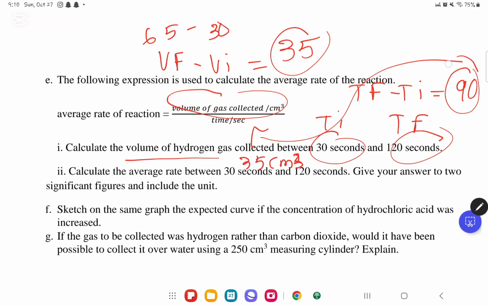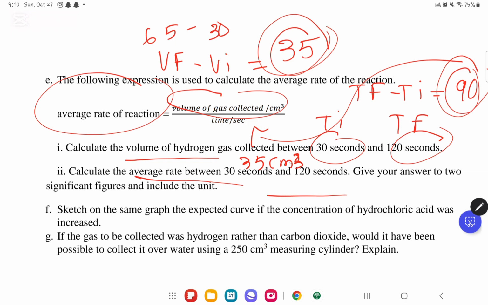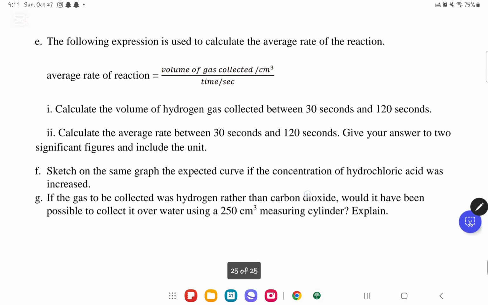Now that we have the time and we have the volume, we can find the average rate of reaction, which is what they will ask us here. So it's going to be 35, the volume, divided by the time, 90. So it's going to be 0.388, rounded 0.39. So now we finished question E.